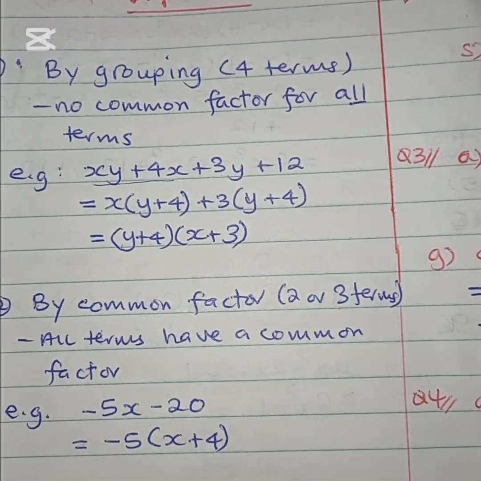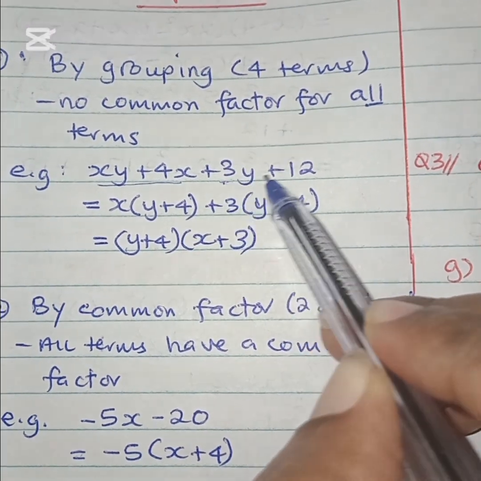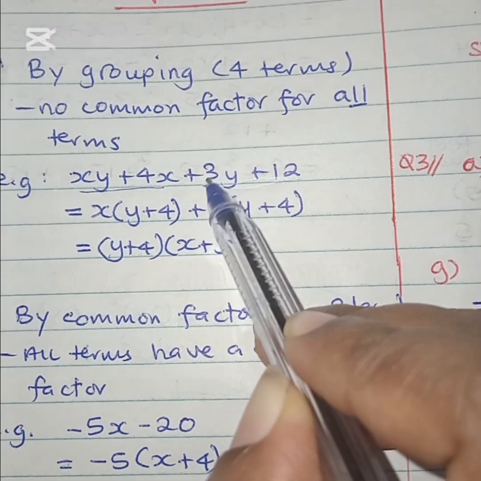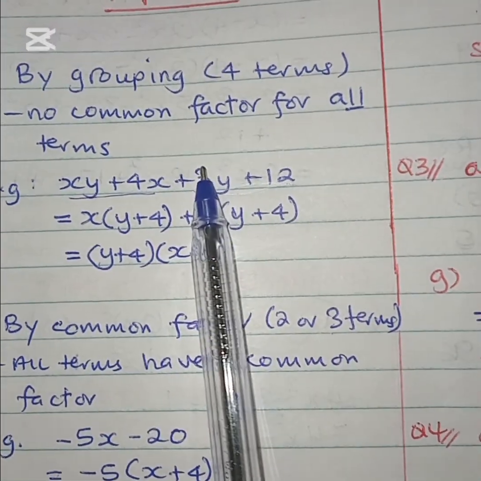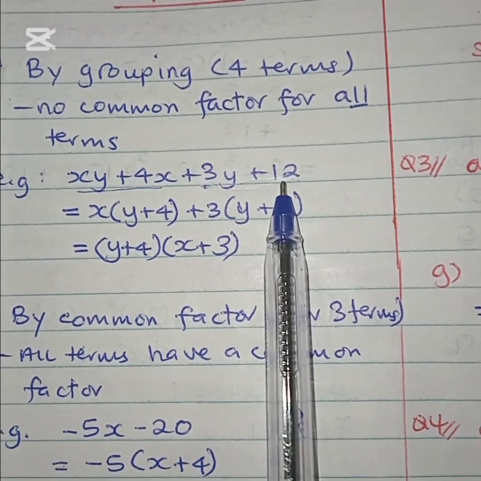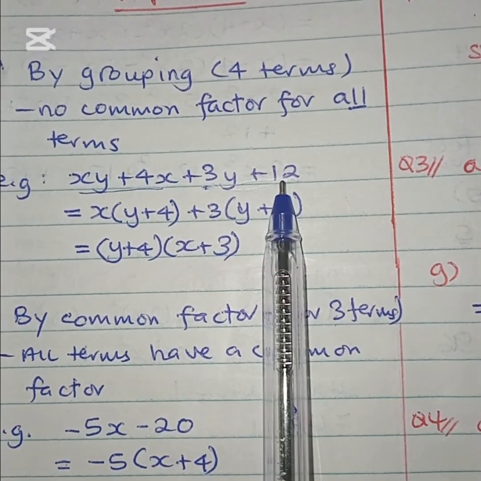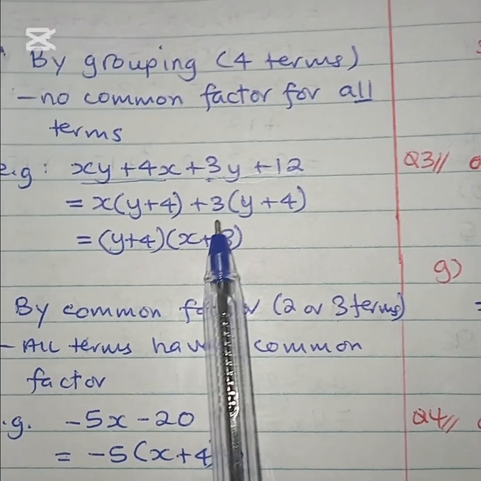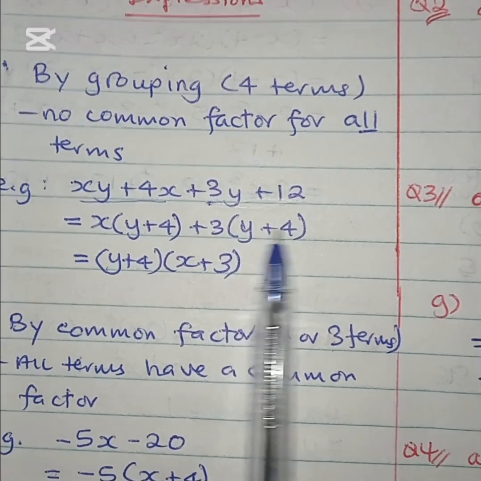Now we look at these other two terms, positive 3y and 12. So if you look at 3 and 12, they have a common factor of 3. Factors of 3 are 1 and 3. Factors of 12 are 1 times 12, 2 times 6, 3 times 4. So the highest common factor for 3 and 12 is 3. We put it outside the bracket and we find the other factors.